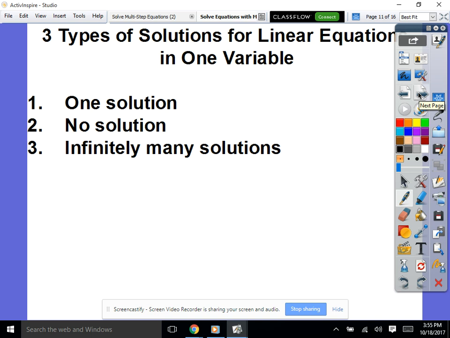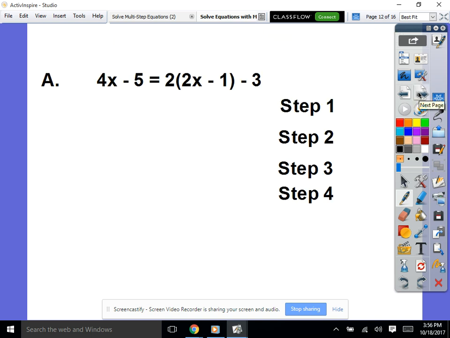So the 3 types of solutions for linear equations in one variable, you need to write these down in your notes. You may have one solution. Those are the ones that we're experienced with. You may have no solution, where no number that you can plug in for x will satisfy the equation, because the equation is imbalanced. And finally, there are infinitely many solutions, because any number you choose will satisfy the equation and keep it in balance.